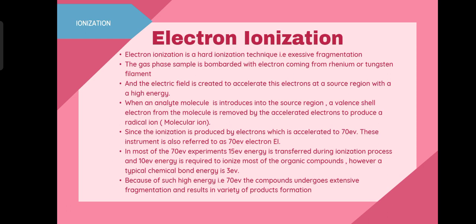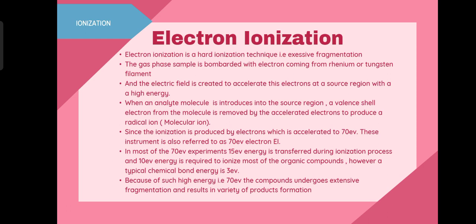Now, in this case, the gas phase samples are bombarded with the electrons which are coming from the rhenium or the tungsten filament. So consider there is a source region inside the ionization chamber wherein the gas phase sample, the vaporized form of the sample, is introduced and it is bombarded with the electrons which are generated by the rhenium or the tungsten filament.